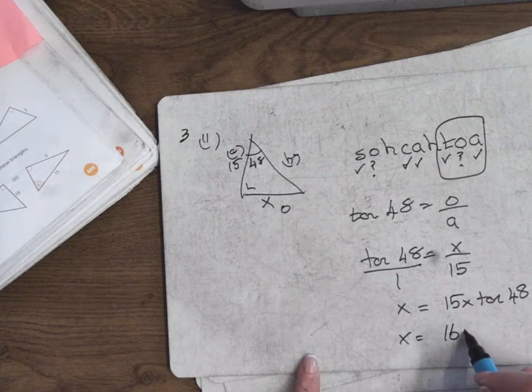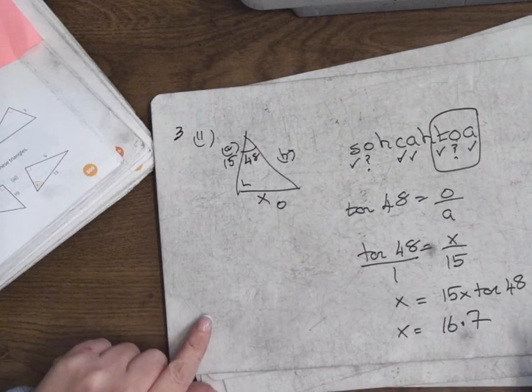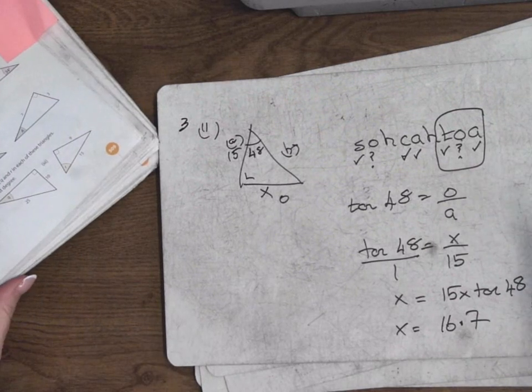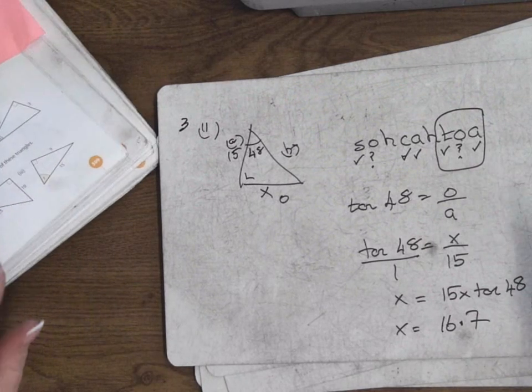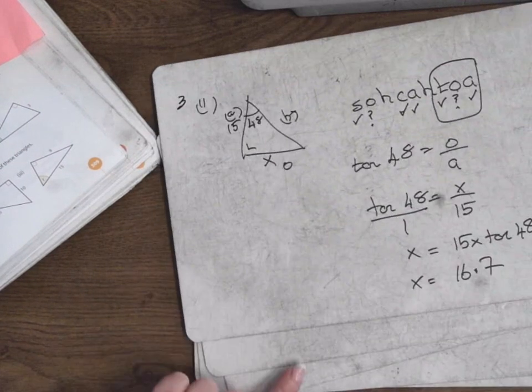16.7? Yeah. Right. And again, they don't give me any units, so I don't have to give them any back. Are we okay? Right. That was 3 part 2. Anyone for 3 part 3? No? Okay. 4 part 1? 4 part 1. Okay.